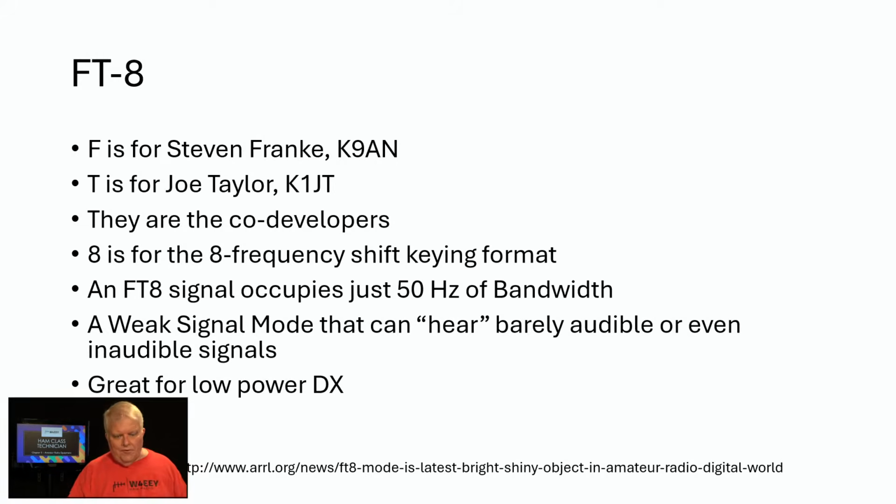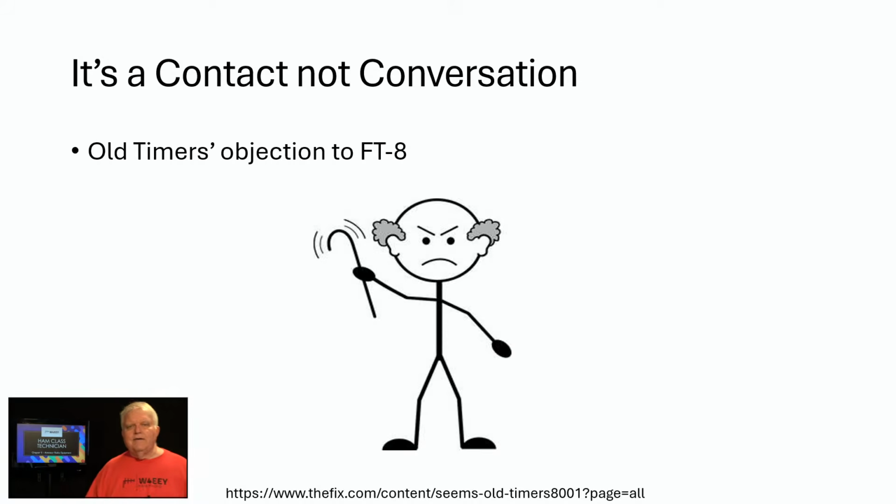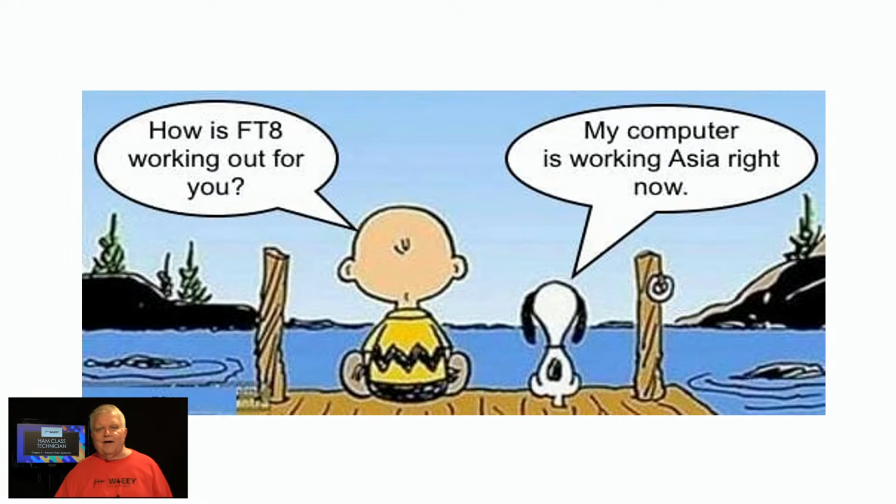Now, the old timers in ham radio will say, however, it's a contact, it's not a conversation. It's true. In this mode, the only things you exchange are your call sign, your grid square locator, a signal strength report, and you say 73 to the other guy. That's it. That's about all you can do. And you can't ask about the weather. So old timers complain about that. Number one. They also complain about some people hacked the software so that their stations could be on the air automatically. That's not allowed.